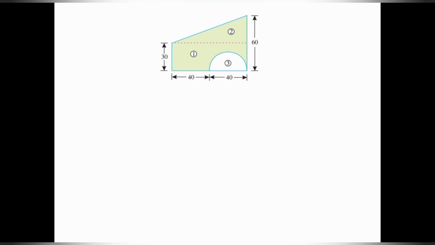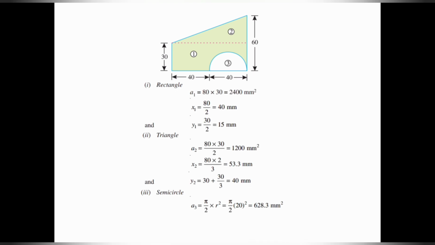So what I have done is, I have divided this composite section into three parts. One is a rectangle, second one is a right angle triangle, and third one is the semicircle portion. So I can add 1 and 2 and subtract 3. So first I will take the rectangle. Rectangle area is L into B, so 80 into 30. Then x1 equal to 80 by 2 and y1 equal to 30 by 2, which will give you 40 and 15 respectively for the rectangular section.